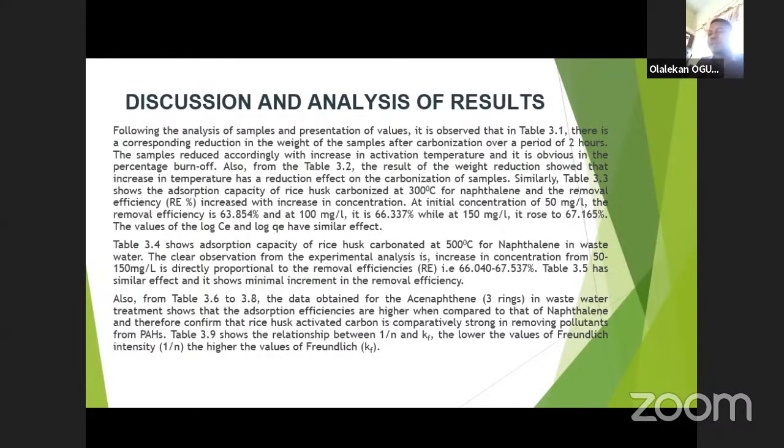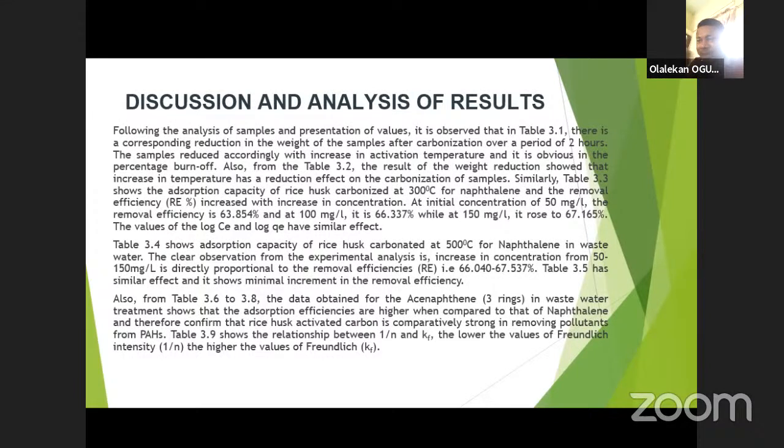So all these things are pointing to the fact that there's a percentage increase in the removal efficiency in accordance with the increase in the absolute concentration as well. Table 3.4 is also showing absorption capacity at 500 degrees Celsius for naphthalene in wastewater. The clear observation from the experiment analysis is that increase in concentration from 50 to 150 milligram per liter is directly proportional to the removal efficiency.